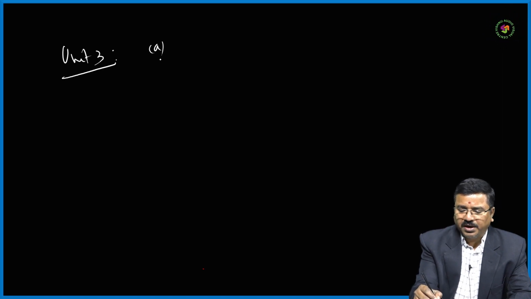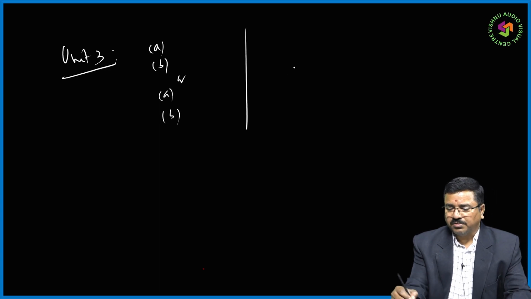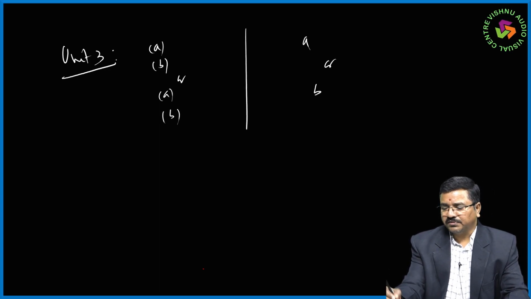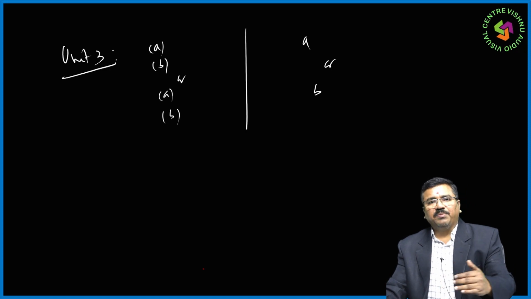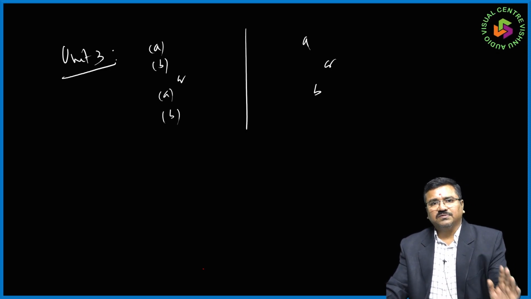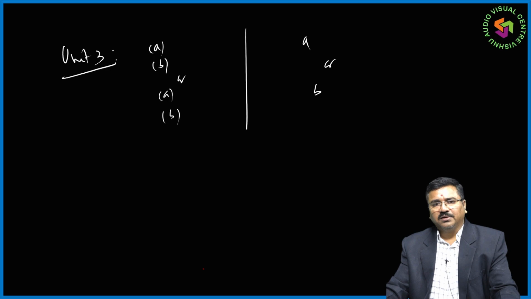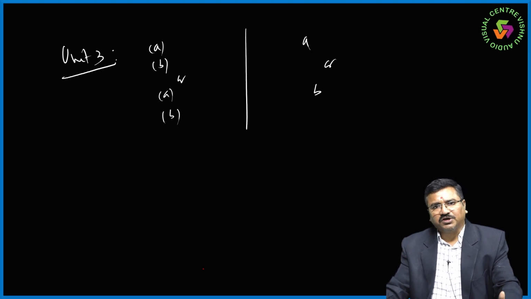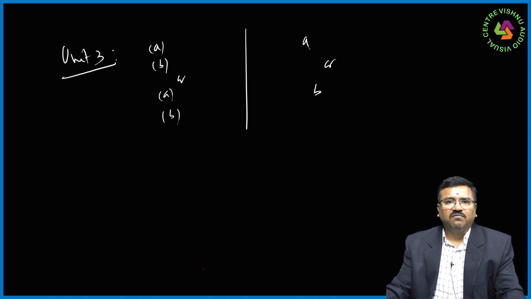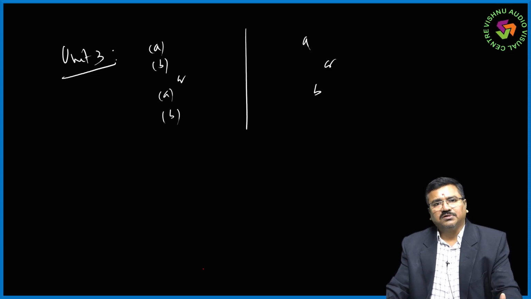Unit 3 also has A, B. Sometimes you will have A, B, or sometimes only A or B will be asked like this. If the paper asks for A and B, it is given in the first format. So the chances are there, even if you prepare only the first part of unit 3, that is the mean value theorem, you can get the marks.